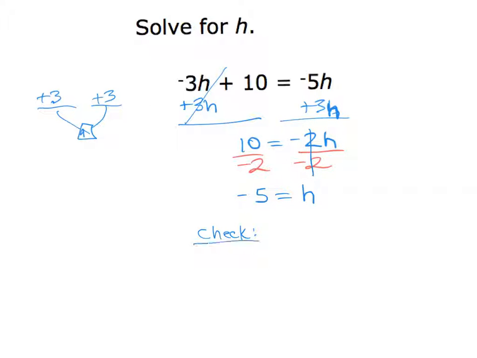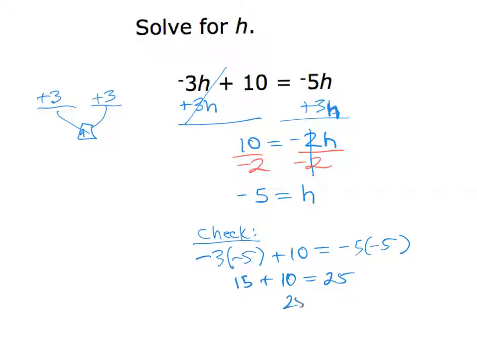Real quick check step. Is negative 3 times negative 5 plus 10 the same thing as negative 5 times negative 5? Negative 3 times negative 5 is 15. Add that to 10. Negative 5 times negative 5 is 25. So this one also checks out just fine. I got these directly from my Excel, so you may see these exact equations if you're lucky.